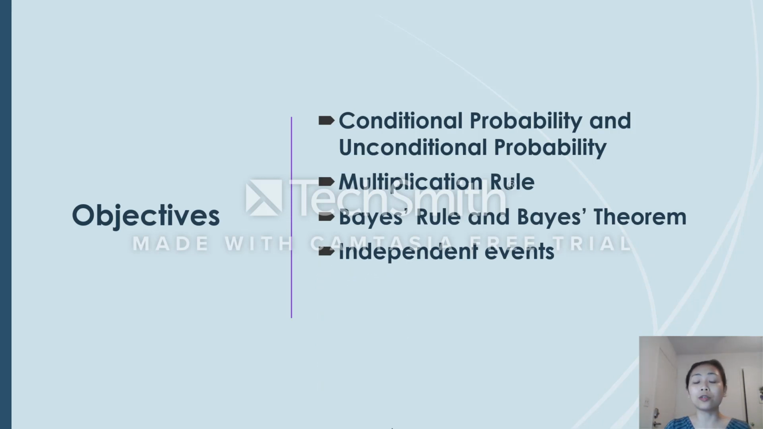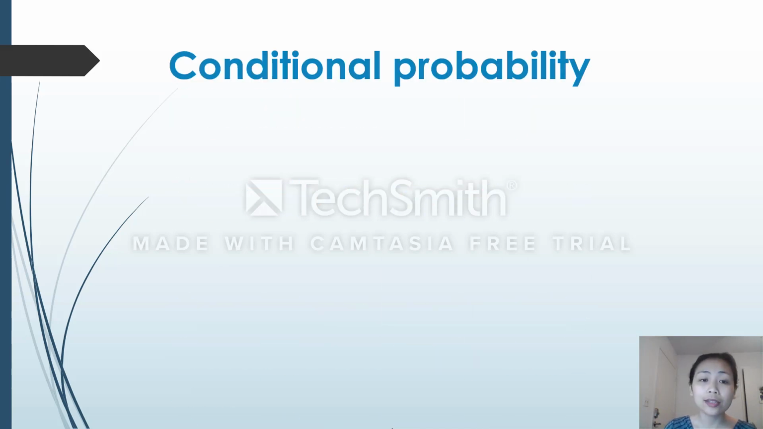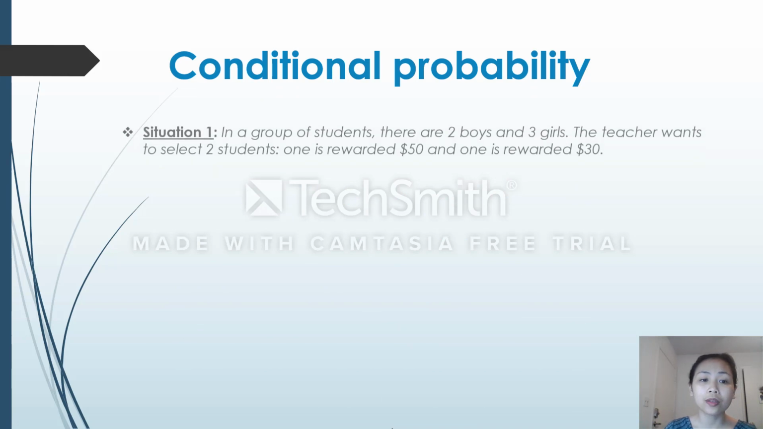So let's get started. So you have learned in the first video about sample space and probability. You have learned how to construct a sample space, how to define an event, how to compute probability. So today we go to a very new concept, which is conditional probability. So what is the difference between conditional probability and the regular probability? Let's look at an example.